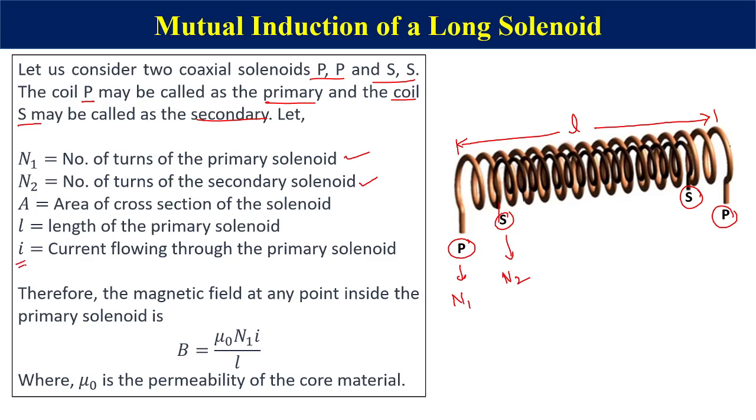So in that case, what will be the magnetic field inside the primary, or so to say the secondary? I mean somewhere within the solenoid. We already know it is given by mu naught N I by L, but instead of N I will write N1. Why? Because the primary has N1 turns. So B is equal to mu naught N1 I by L, where mu naught is the permeability of the core material. In this case, we have considered the core material to be air, so we are considering the permeability of the air medium. All right.